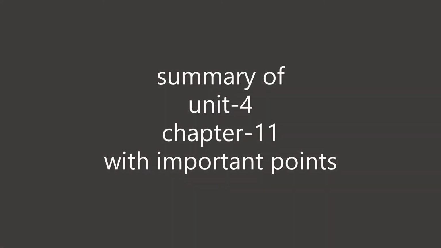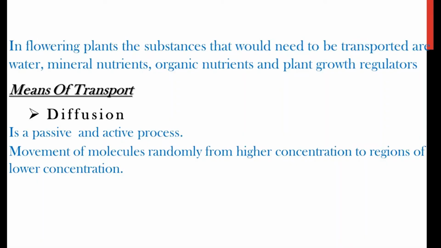So let's move on to Unit 4, Chapter 11, Transportation in Plants. In flowering plants, the substances that need to be transported are water, mineral nutrients, organic nutrients, and plant growth regulators. Means of transport: the means of transport is different for short and long distance transportation.